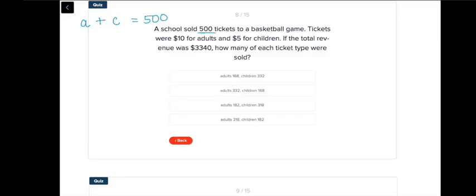Now, the next equation has to do with the actual price of each ticket. It says that each adult ticket was $10. So $10 multiplied by how many adult tickets we sold, plus each children's ticket was $5, so 5 multiplied by how many children's tickets we sold. And in total, we made $3,340.